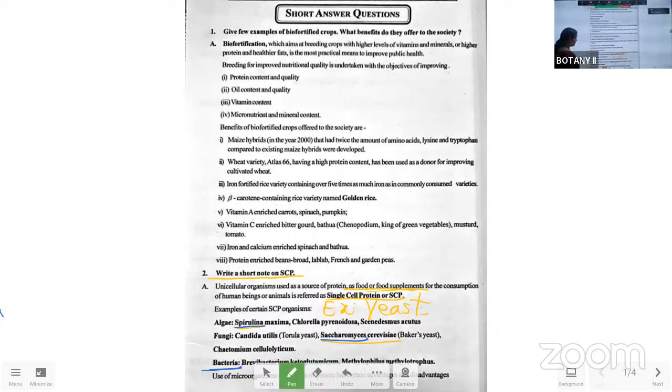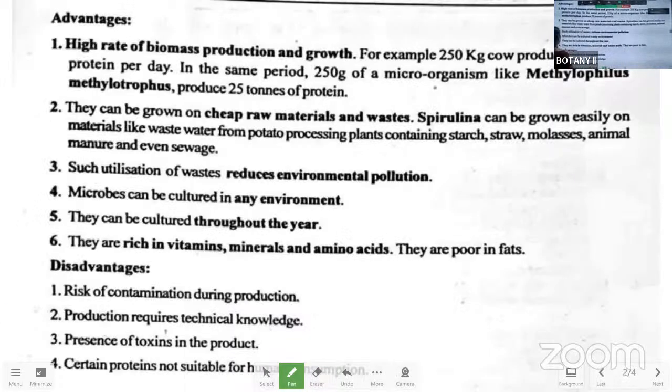So here what we are saying is the advantages and the disadvantages of the SCP culture. In this, what are the advantages? Advantages means uses of the SCP. When we are taking out the proteins from these organisms, we can make them for the consumption of human beings who are lacking proteins in their normal food material. For them only, we will take out these proteins first of all.